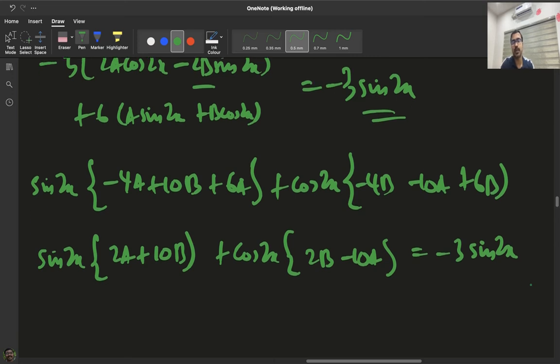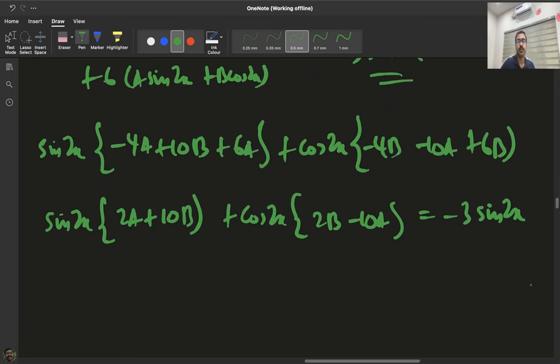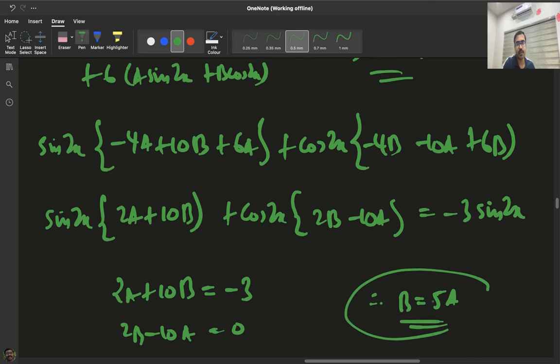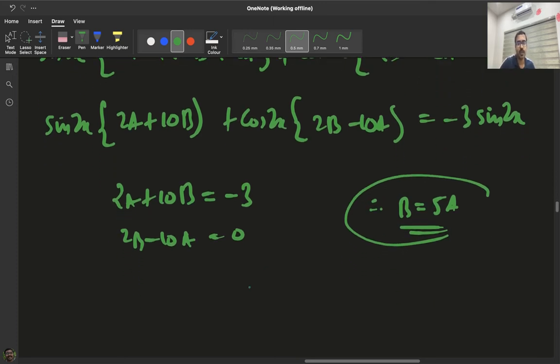So I wrote this RHS also. Now I will compare both sides. When I compare both sides, there is only sin 2x on the RHS, so your 2A plus 10B should be equal to minus 3, and there is no cos 2x on the RHS, so your 2B minus 10A would be 0. From that you can get B equal to 5A. Once B is equal to 5A, I hope you can find the value of A from the first equation. So it is 2A plus 10B, which is 52A, and 52A is equal to minus 3.